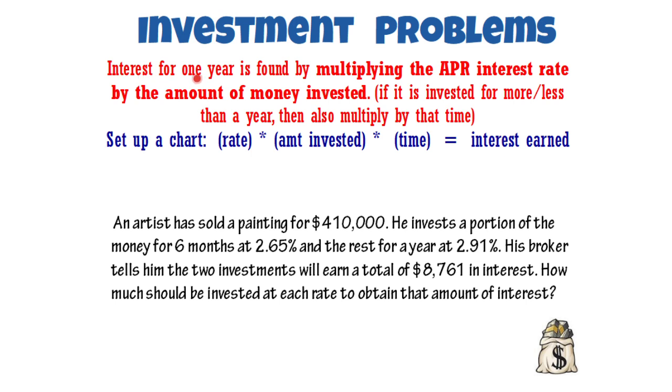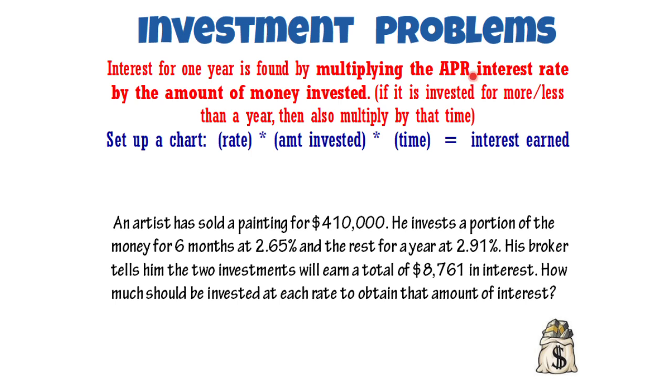So the interest that you earn from the bank, the interest is the money they're giving you for basically lending them your money for a while. So they're going to pay you an interest amount. And how much they pay you is found by taking the APR. That's what they always advertise. That's the annual percentage rate.